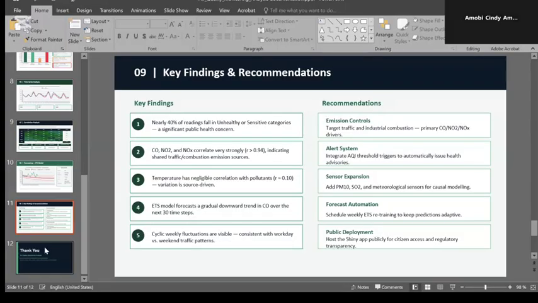Based on that, I'd recommend targeting emission controls at traffic and industrial combustion, building an automated AQI alert system, expanding sensors to include PM10, SO2, and meteorological data for causal modeling, scheduling weekly ETS retraining, and ultimately deploying the app publicly for citizen and regulatory access.